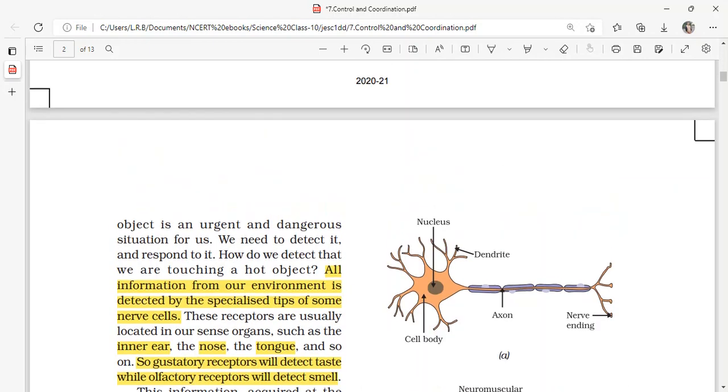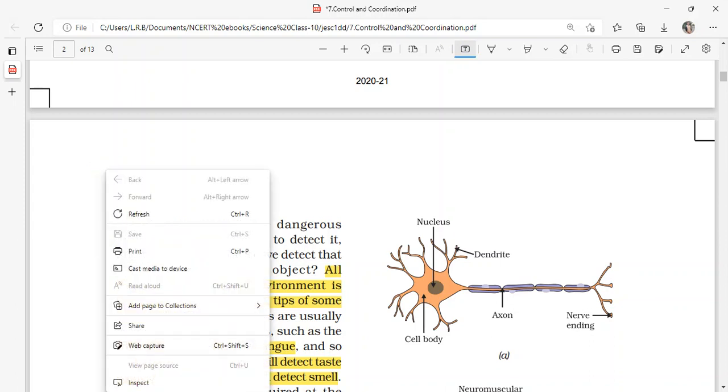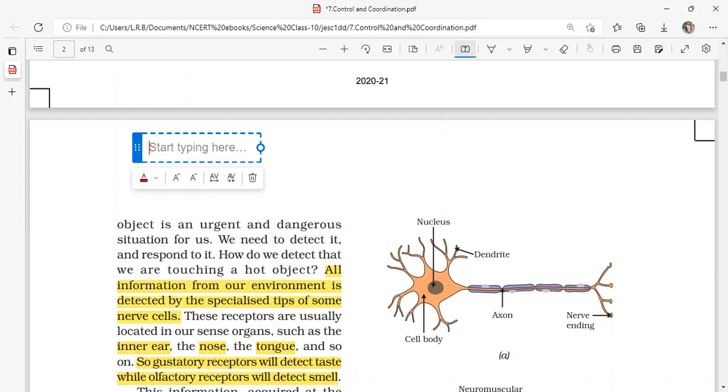So we will list them out. Make a note here. Write all the things. Gustatory.